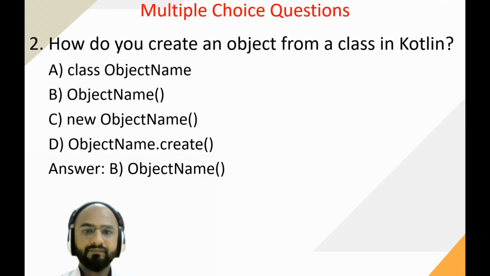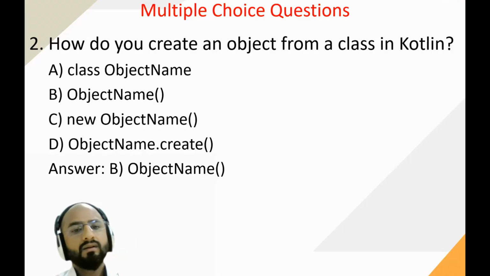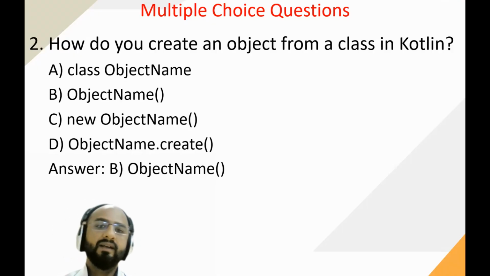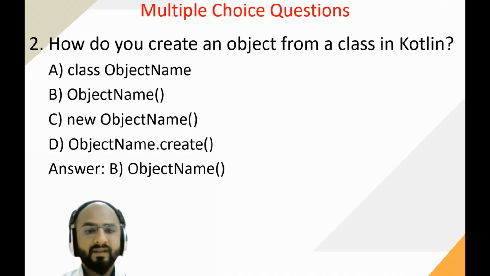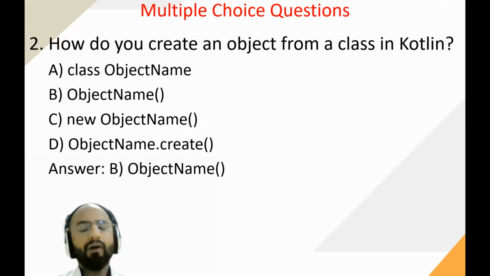Second, how do you create an object from a class in Kotlin? So what is the syntax to create an object in Kotlin? A, class object name. B, object name, round bracket start and end. C, new object name, round bracket start and end. And D, object name dot create method. So by using the object name and round brackets, you can create an object.